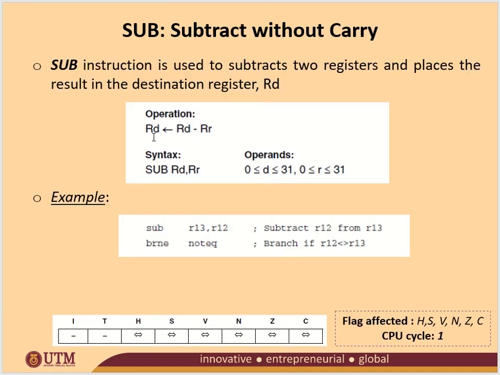Right, next we have the SUBI. SUBI stands for subtract without a carry. This instruction is used to subtract two registers and place the result in the destination register RD. The syntax is SUBI RD, RR, where the operands RD and RR can be from R0 to R31. The operation is RD minus RR, and the result is put in RD.